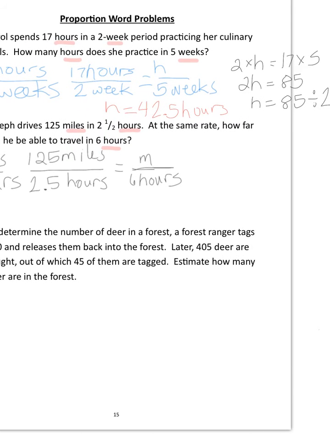Now we can go and solve our problem the way we did last night. 2.5 times m equals 125 times 6. 2.5, it's a decimal, m equals 750.